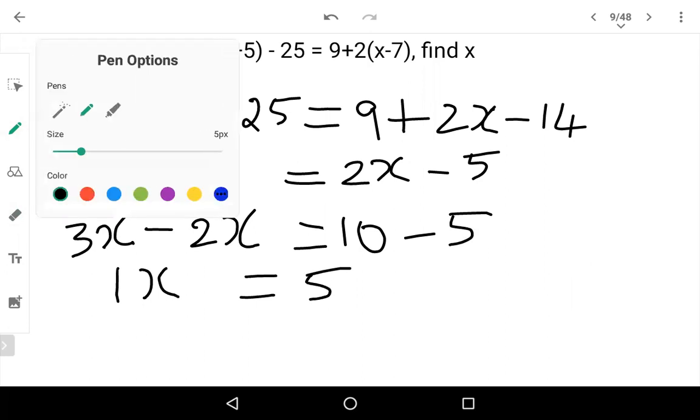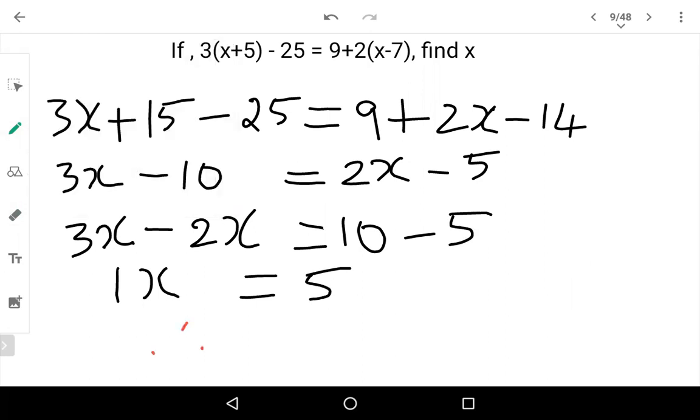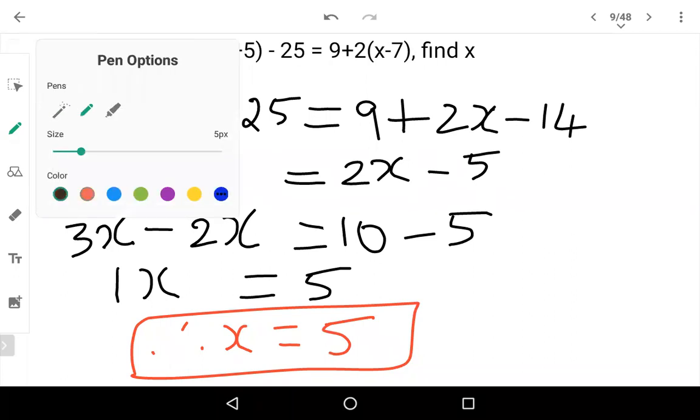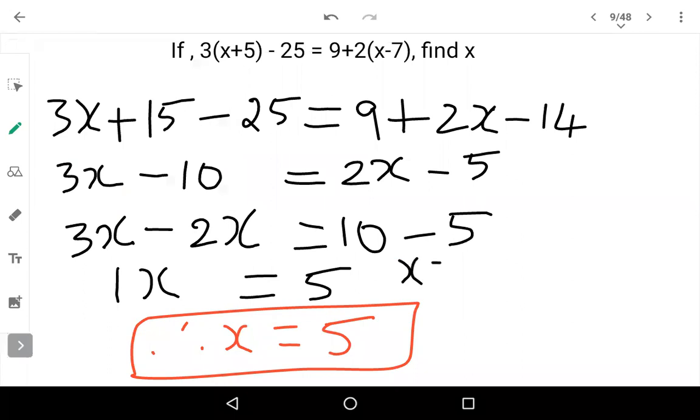So therefore x is equal to 5. 5 by 1, 5, both are same. How is it 1? Rajeshwari, no, it is not 1. See, what will happen is in the next step, x is equal to 5 by 1 you'll get. So it is 1, 5 ones are 5. So x is equal to 5. Understood?